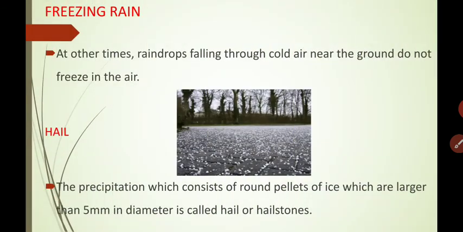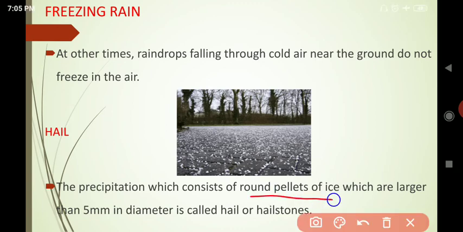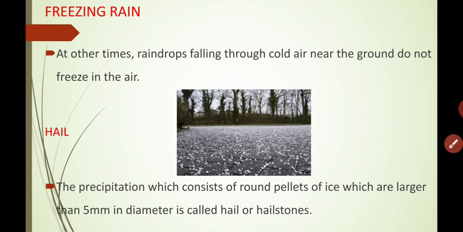Next one is hail. The precipitation which consists of round pellets of ice. See the picture: round pellets of ice which are larger than 5 millimeter in diameter are called hail or hailstones. Hail forms only in clouds during a thunderstorm. This round pellet of ice is called hail or hailstone.